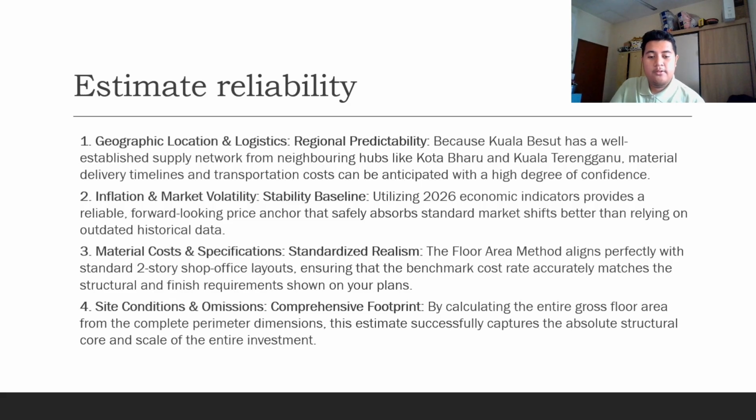Finally, for site condition and omission, we achieve a comprehensive footprint by calculating the entire floor area from the complete perimeter dimensions. This estimate successfully captures the absolute structure core and scale of the entire investment, making it a very strong starting point for the project.